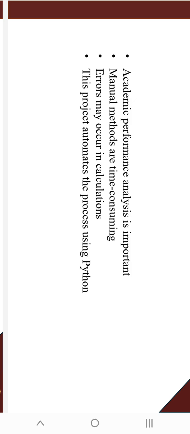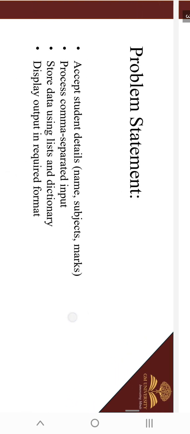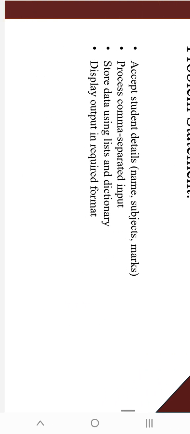So next comes the problem statement. First we accept the student details like their name, the subjects, and their marks. Then we process that, separated by a comma. We take input from the user, then that input stores data using lists and dictionaries.